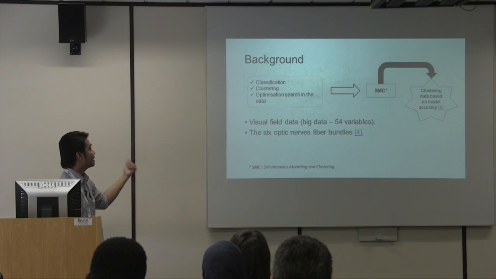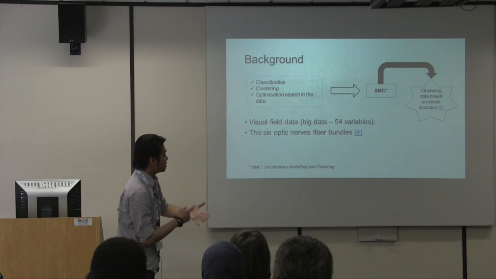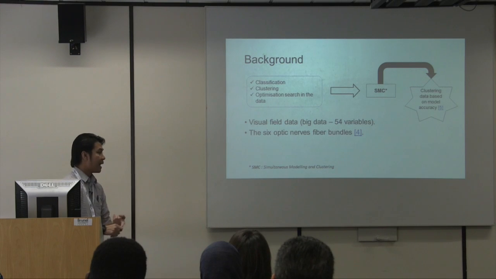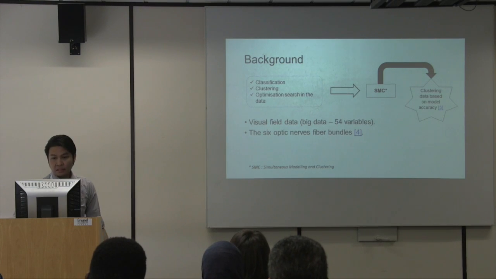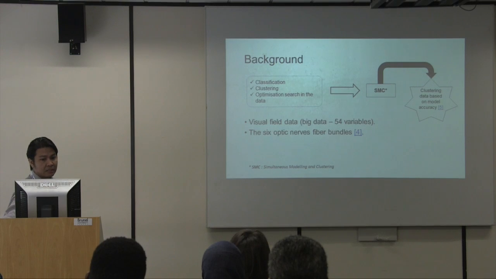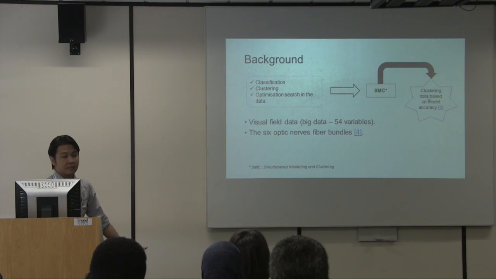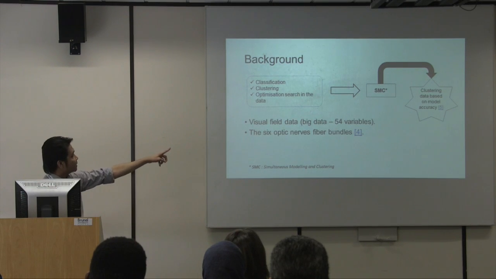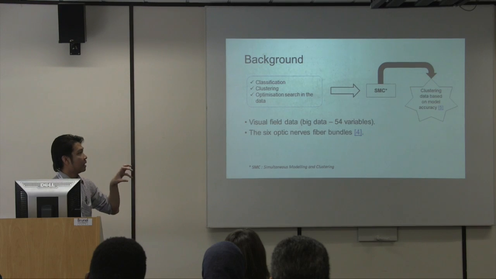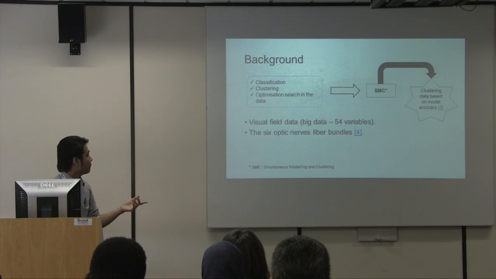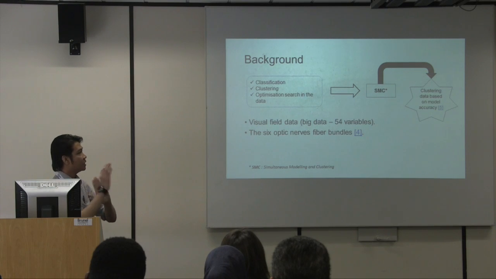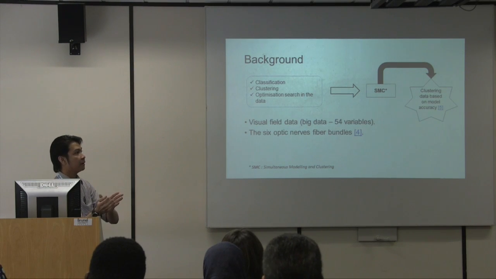So this is the background. I'm using classification, clustering, and optimization search, that is simulated annealing and hill climbing. And this is SMC, simultaneous modeling and clustering. I cluster the data based on model accuracy. The visual field data I'm using has 54 variables. It's considered big data. And we want to learn about the difference between the six optic fiber bundles and the result given by my research.